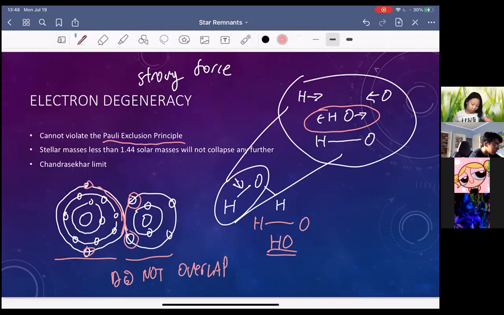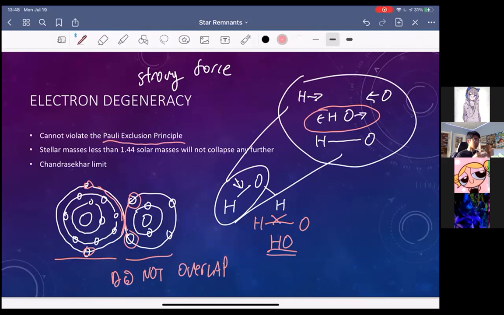There are no more bonds, because gravity has forced them together. Atoms are all touching each other, but they don't overlap. That's what we call electron degeneracy. So this is what's going on inside a white dwarf, basically.